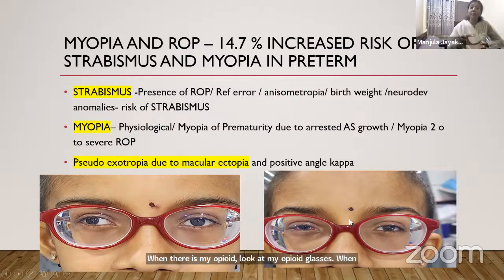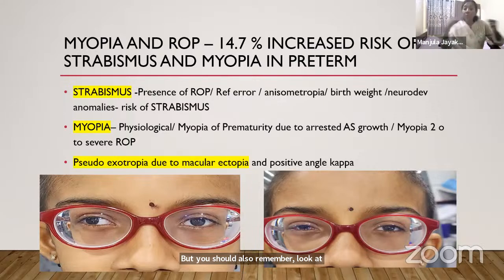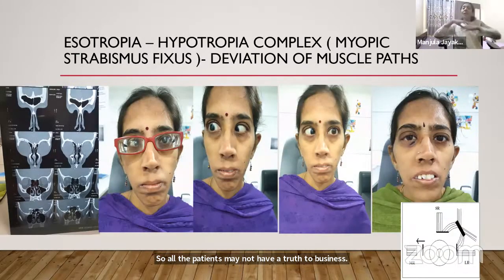But you should also remember, look at the fundus, because there can be a pseudo-exotropia because of a macular drag and a positive angle kappa. So all the patients may not have a true strabismus. You should also keep at the back of mind that there can be a pseudo-XT. Now we are going into the world of incomitant strabismus.